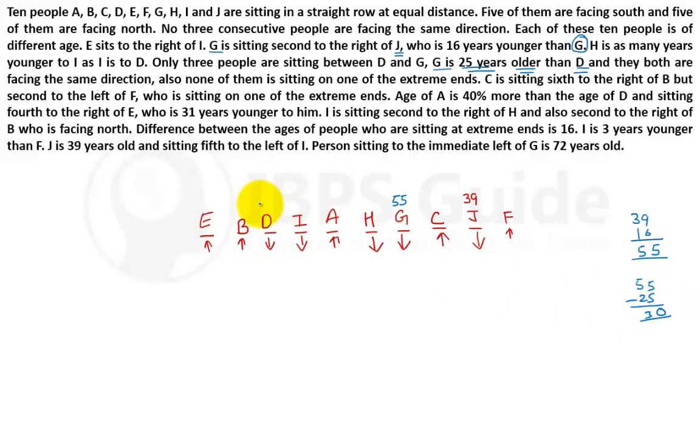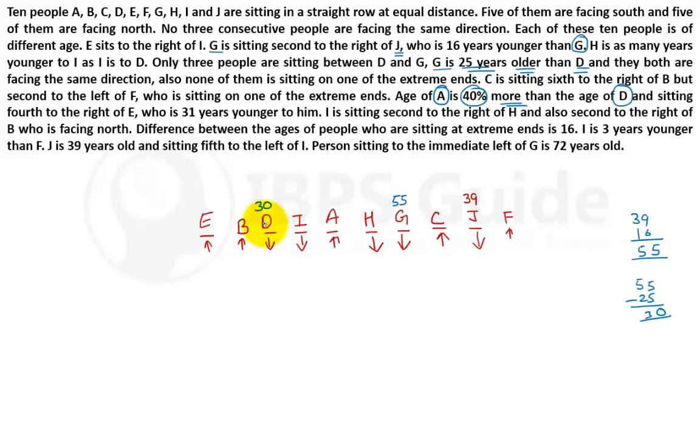If D is 30 years of age, then G is 25 years older. G is 25 years older than D. If you add 25 to D's age, you will get G. This information is clear. Now we focus on A's age. The age of A is 40% more than the age of D.